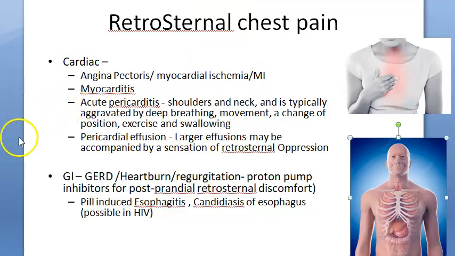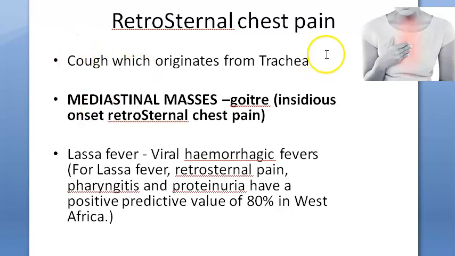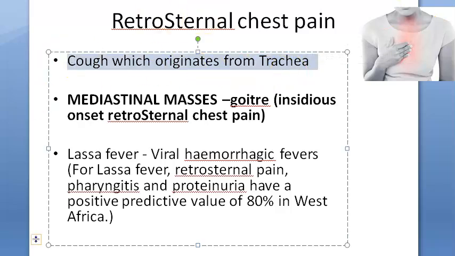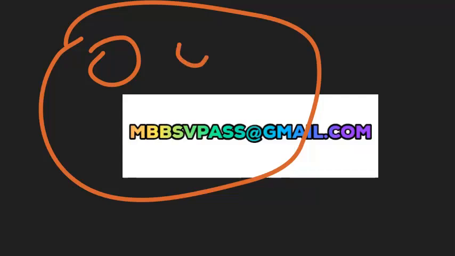So let's go to the next set of causes. Cough that originates from the trachea. So where is your trachea, guys? Just here in the neck, right? If the cough is originating from the trachea, then you can have retrosternal chest pain. If there's some mediastinal mass, like some goiter or any type of mediastinal mass, you can have retrosternal chest pain. I can give you a huge list of those masses. But focus here, guys: in that case, the pain will be insidious in onset. It will not be sudden in onset, because the mass has to grow. Then it will cause slowly increasing retrosternal chest pain.